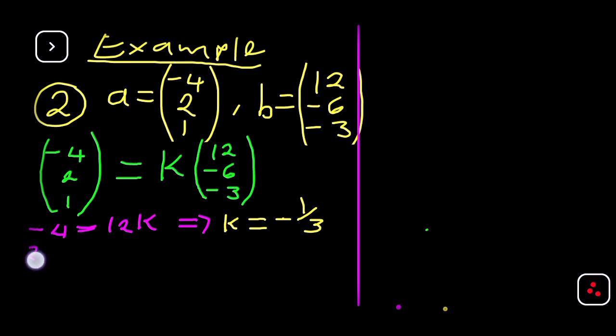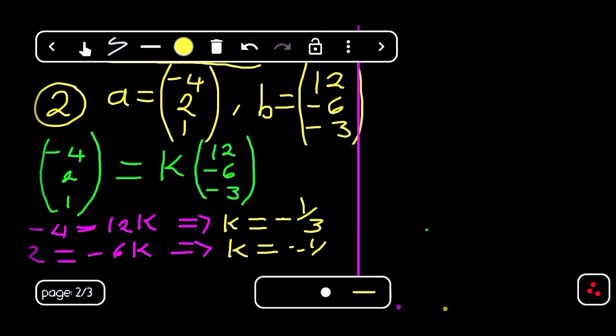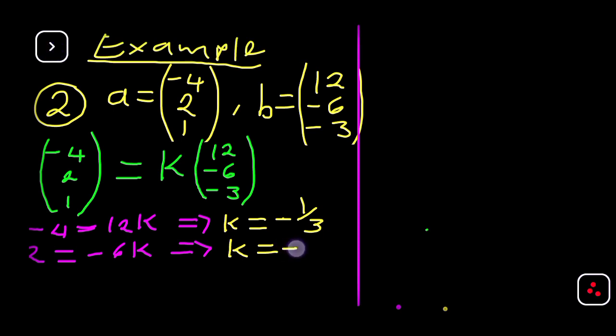From another equation, 2 should be equal to negative 6k, which simply implies that k is again equal to negative 1 over 3. K is equal to negative 1 over 3.